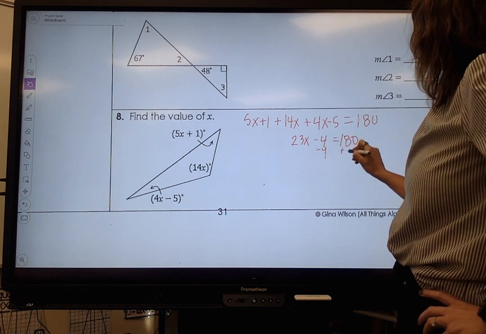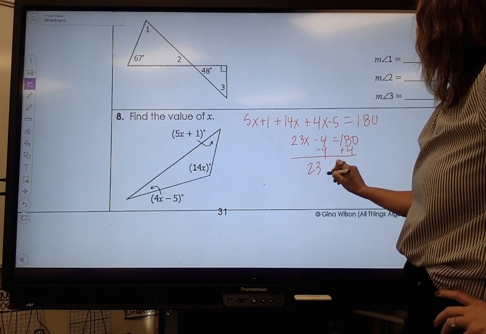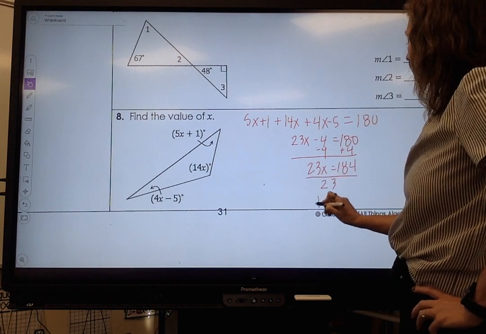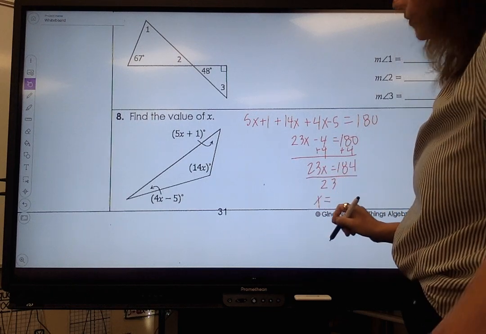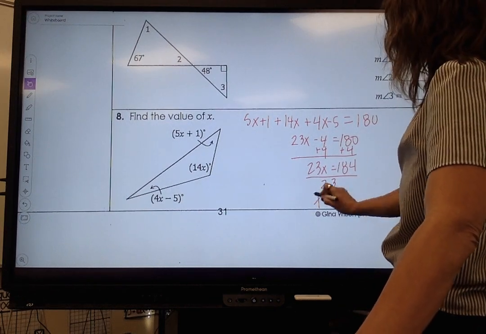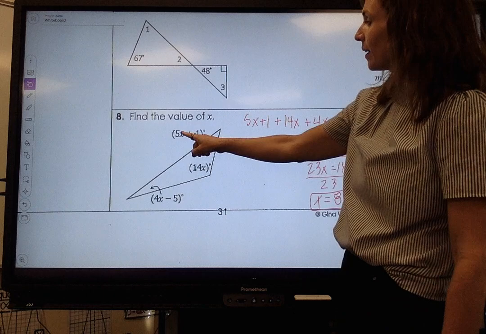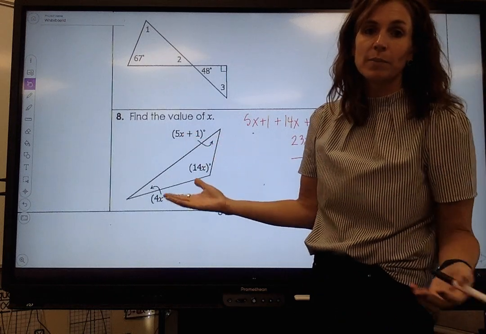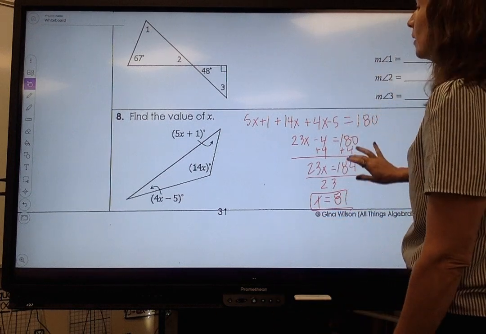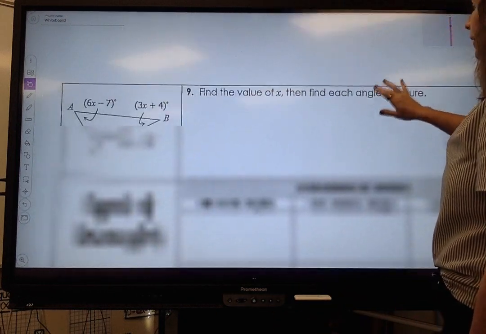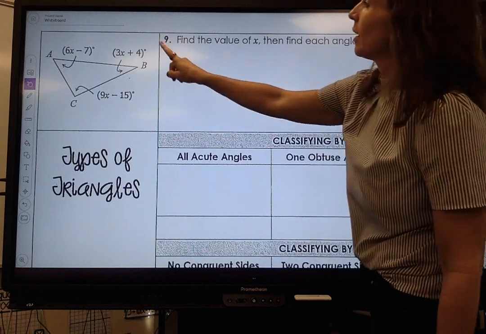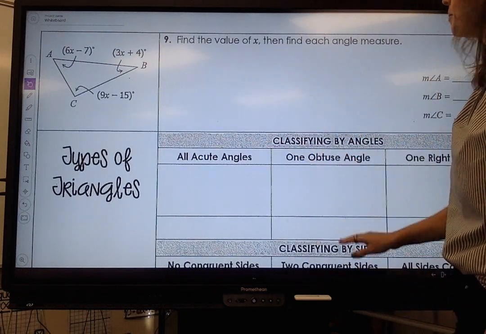Add 4 to both sides. 23x equals 184. And divide by 23, and I think x is going to be 7 or 8. It's going to be 8, so x equals 8. I don't need to go back and plug in, but if it asks me for that specific measurement, I would. It's just asking me to solve for x. Okay, and that's what number 9 is doing. Add them all up and then go back and plug in.